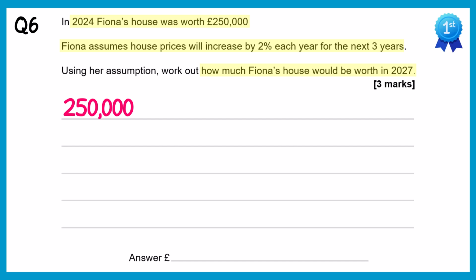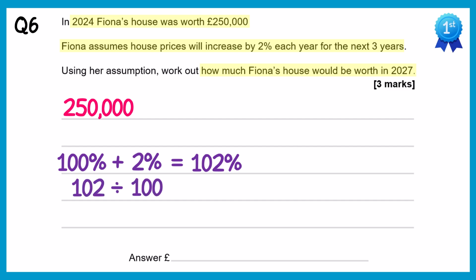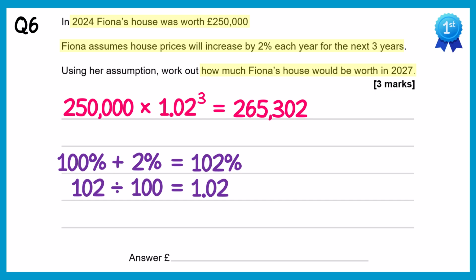To work this out, you could take 100%, then add 2%, which is 102%, and then divide 102 by 100, which gives you 1.02. So 1.02 is the multiplier for a 2% increase. So for each year we're going to increase by 2%, so we're going to multiply by 1.02. But we're going to do this for 3 years, so we'll write this to the power 3. All you need to do now is just type this into your calculator, and you get this as the answer, £265,302.